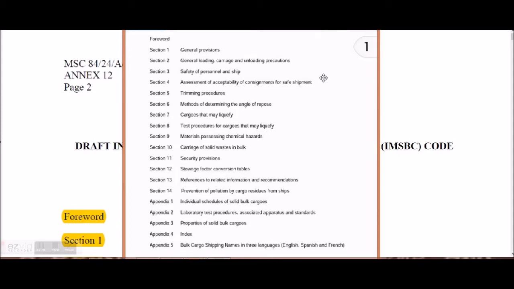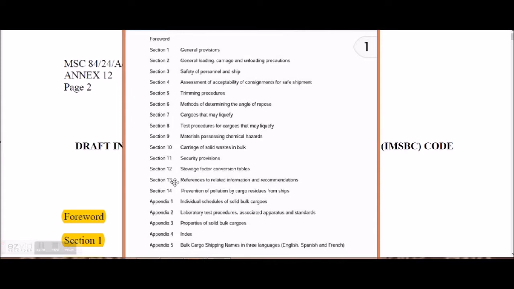So here are the chapters as per the new amendments which came also. So there are 14 sections, sorry, these are the sections. So 14 sections and 5 appendices. So there were before 13 sections and 4 appendices.